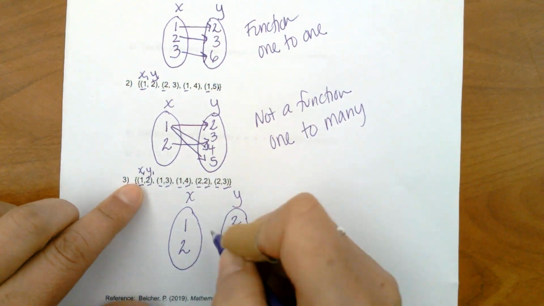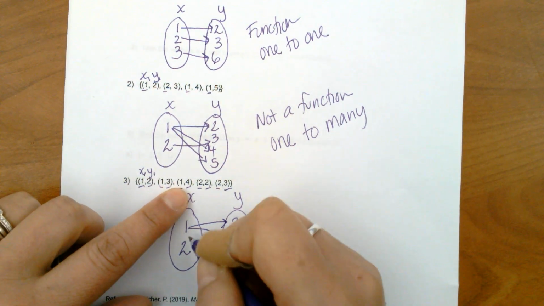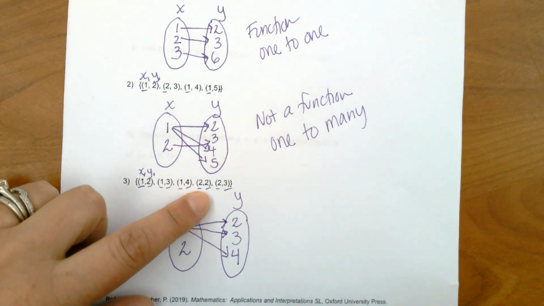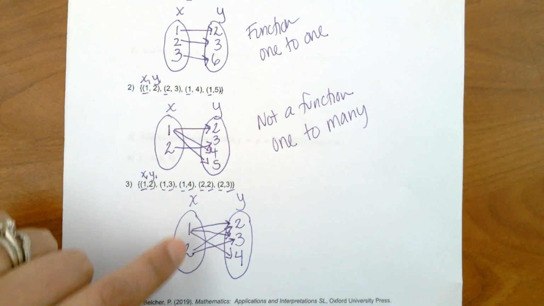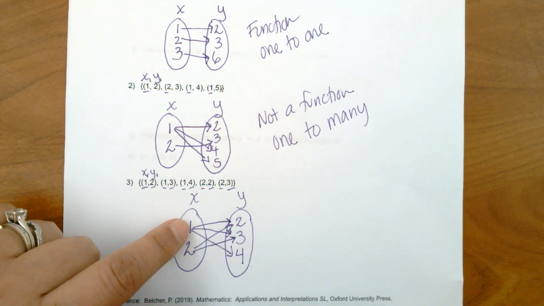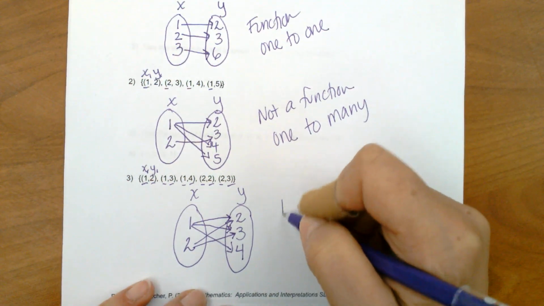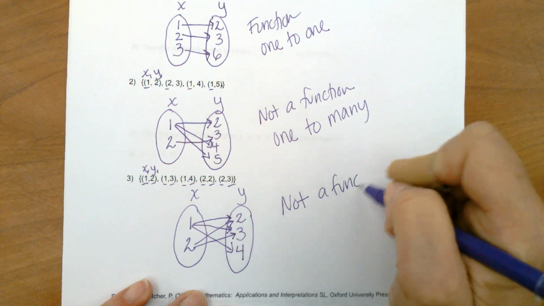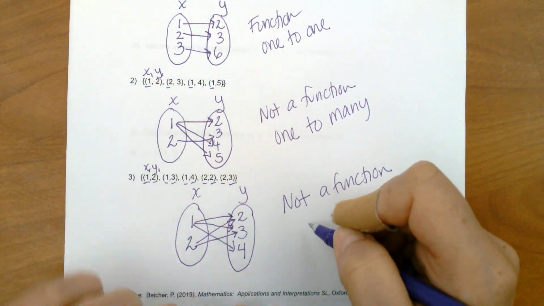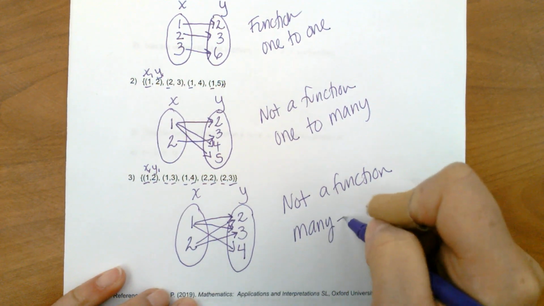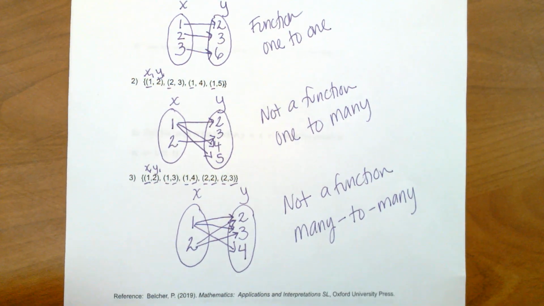And let's start mapping. 1 to 2. 1 to 3. 1 to 4. 2 to 2, and 2 to 3. Okay, so do we have many arrows coming from this first column here? Yes. And do we have many arrows going to the second column? Yes. So it is not a function. Once you have more than one arrow going to something else, it's not a function. And this is many to many. Many arrows to many other arrows, so not a function.